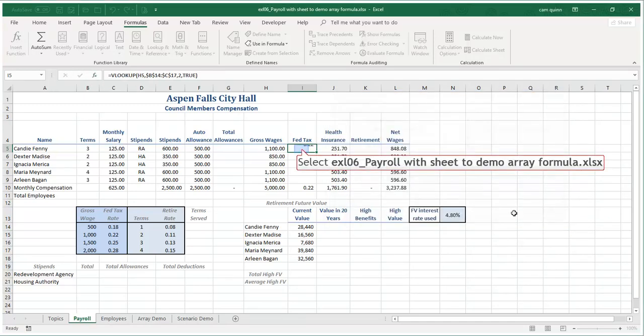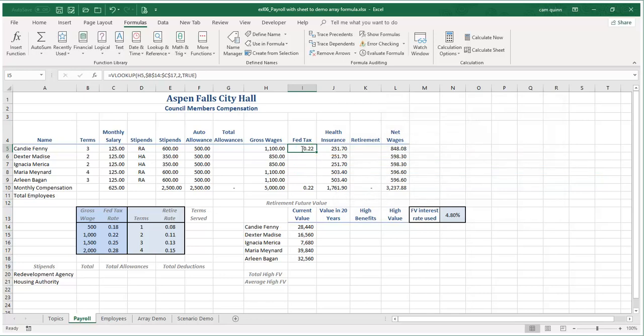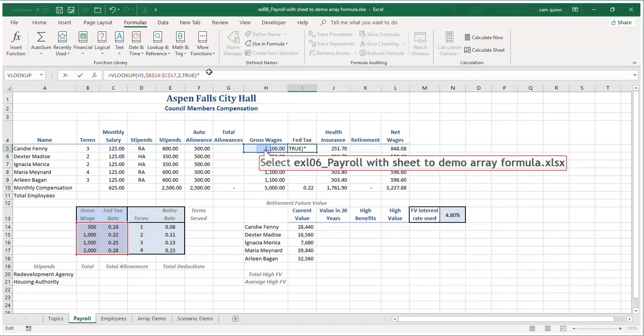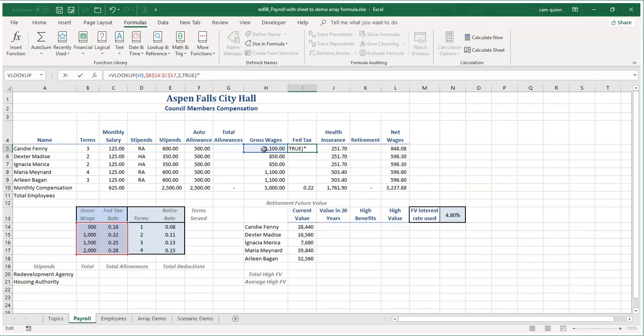Now, unfortunately, we're not done yet, because all that is giving me is the tax rate itself. But what I'm looking for is the actual amount of tax they're going to be paying. What they're going to be actually paying is their gross wages times that 22%. So to do that, I'm going to go back up to the formula bar, and I'm going to multiply that 22% again by the gross wages to get my $242. And I'm going to copy that down.